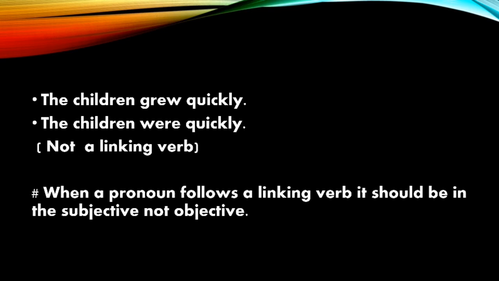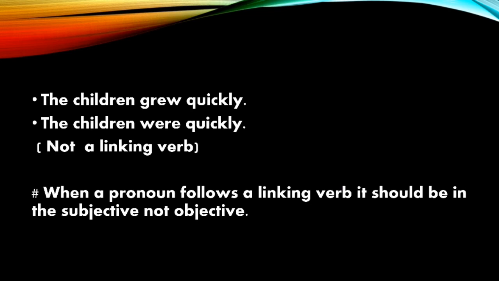Okay. Let's see one more example. The children grew quickly. What is the meaning of this sentence? That children grew, that means they grew up quickly, right? Next one, the children were quickly. In the first one, we have used your action word, right? Main verb is grew. In the second one, we have used were, which is a true linking verb. Okay? But meaning is not clear. Just see, the children were quickly. It's incomplete. No meaning. Right?